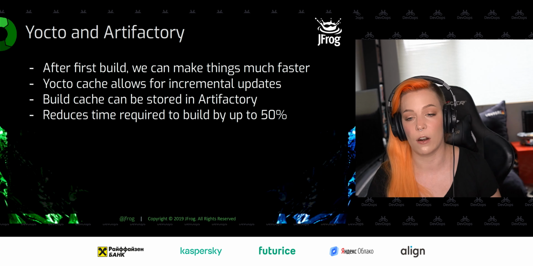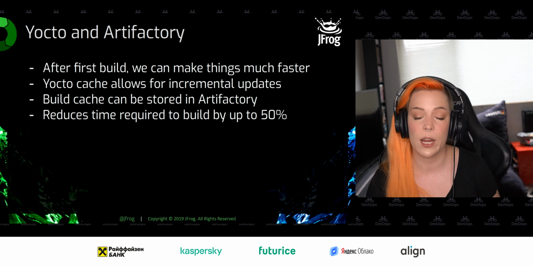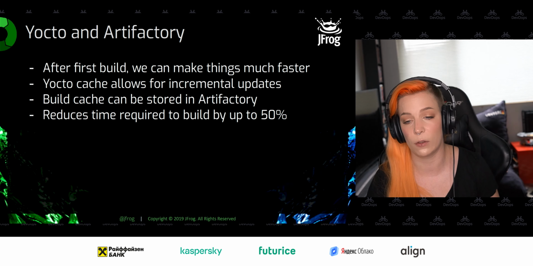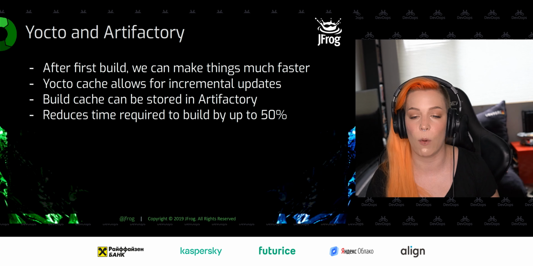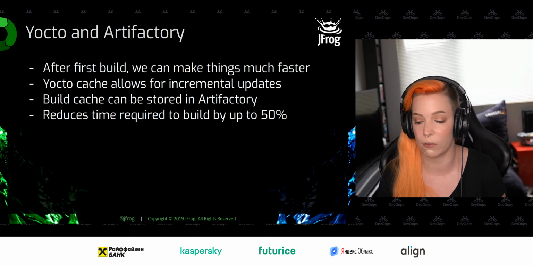So this is where Artifactory comes into play. We used a generic repository to store the Yocto build cache and directed Yocto at that so that it would use it during subsequent builds. For us, this reduced the time required to rebuild by as much as 50%. It's a pretty significant difference.